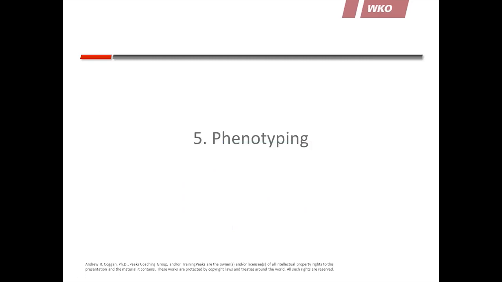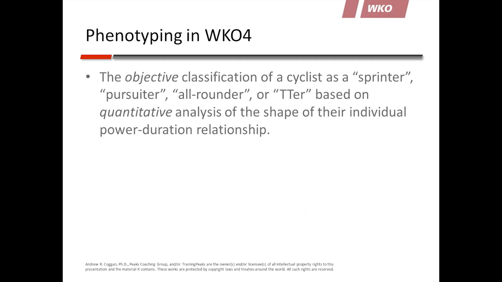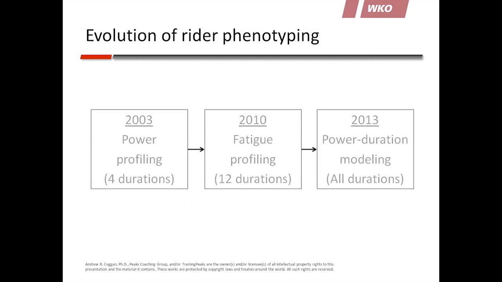Phenotyping, another idea here that's based upon this power duration model. Phenotyping in WKO4 could be defined as the objective classification of a cyclist as a sprinter, pursuer, all-rounder, TT, or so on, based on quantitative analysis of the shape of their individual power duration relationship. And you notice I'm emphasizing objective and quantitative, because this is something we've been doing ever since the power profiling tables were put forth. But power profiling was a semi-objective approach, if you will, because if somebody's line is dramatically upsloping or downsloping, it's pretty obvious, but then there are cases where it's not so obvious. Well, phenotyping in WKO4 removes that subjectivity and allows it to be done automatically. If you want to think about it in that context, it's just an evolution of the same thought processes here.